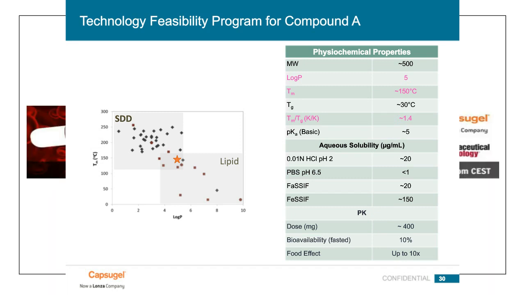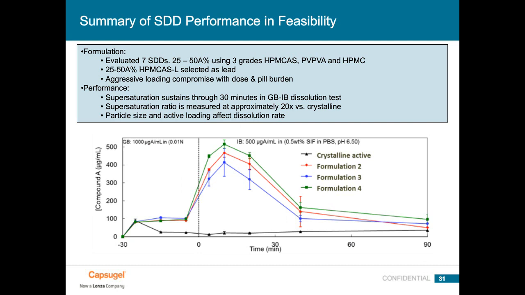In the development of an SDD, we looked at several formulations, and while there's some differentiation in terms of how much total drug gets dissolved from different formulations, in this case in a test where we transfer from a gastric environment on the left-hand side of the graph at early times to an intestinal environment on the right-hand side, we see that all the formulations perform quite well compared to the crystalline active in a fasted state test.